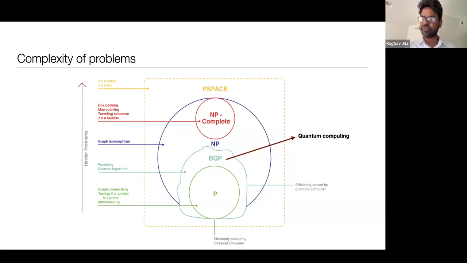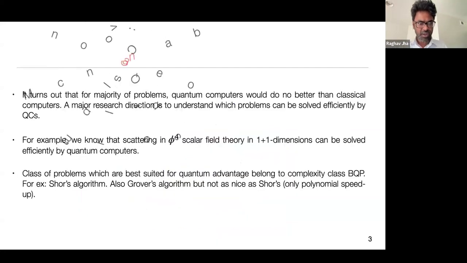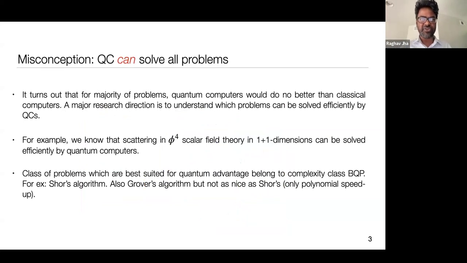You might have heard one of the very popular algorithms known as Shor's algorithm, which is supposedly an algorithm which will help us factor big prime numbers using quantum computers. Those sorts of problems belong in BQP because they're hard for classical computers but efficient for quantum computers. One of the misconceptions which I just want to get away from, just flash at the start of my talk, is that quantum computing can solve all problems. It cannot solve all problems.